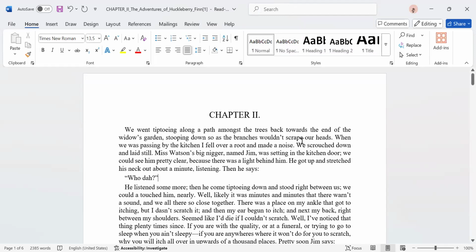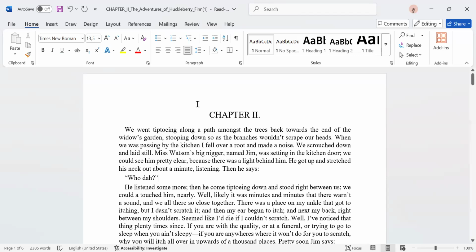Okay, and then so as the branches wouldn't scrape our heads. Wouldn't scrape is a conditional negative verb phrase. So wouldn't scrape, you know, would usually indicate something that's conditional, like I would do that unless something happens. So it's conditional, but because of the wouldn't, it's a negative verb phrase.